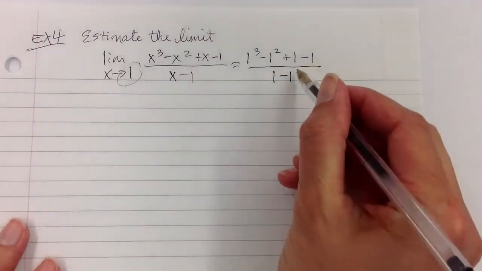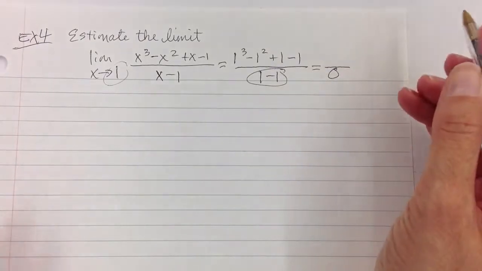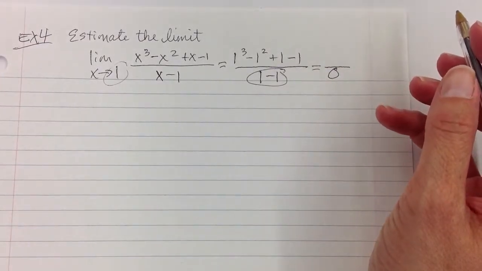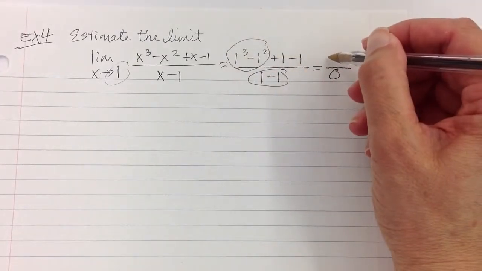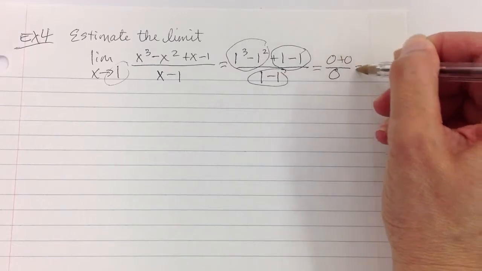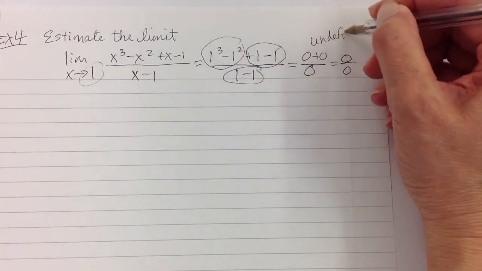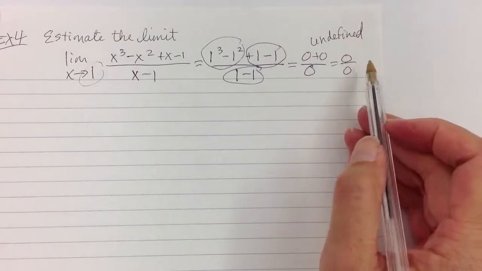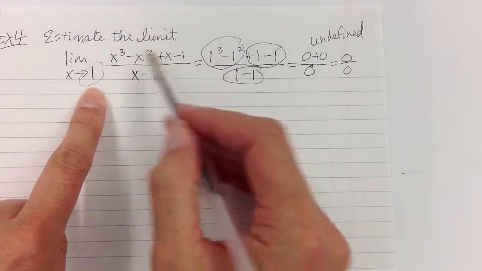I already see a problem in the denominator because when I get 1 minus 1, we're going to get 0 in the denominator, which means already it's going to be undefined. And then when we do this, we get 1 minus 1, which is 0, plus another 1 minus 1, which is another 0. So again, we get 0 over 0, which is undefined. So the value of y when x equals 1 is undefined.